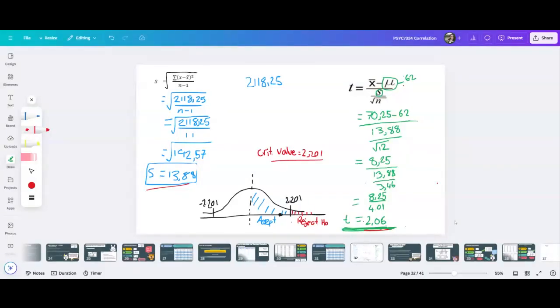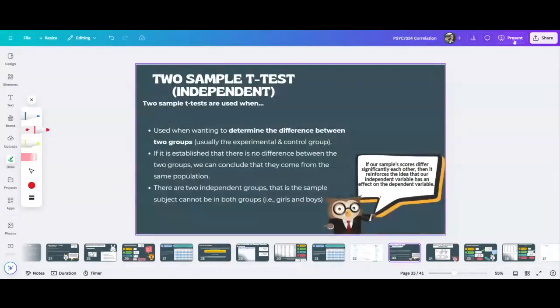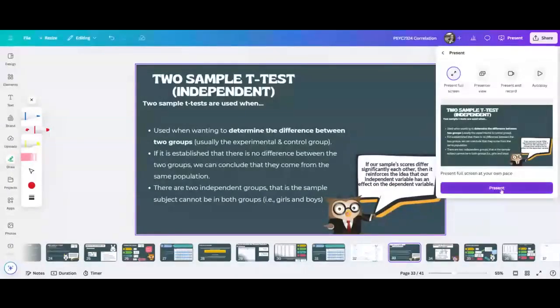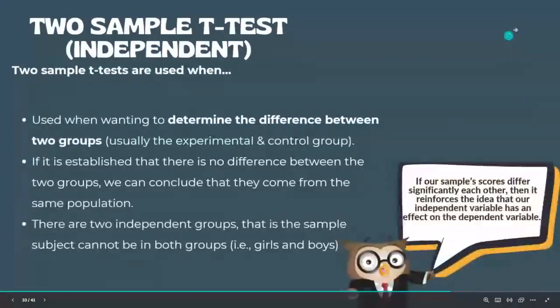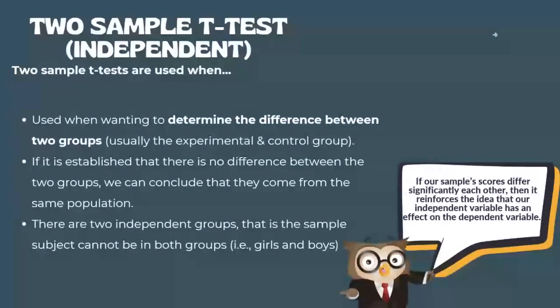Alrighty, okay, so very much the same logic applies to the 2 sample, or the independent t-test. So why this one comes into play is when you have 2 groups that you want to compare the means of to each other. So most commonly is when you have an experimental group and a control group. Yeah, that's really where this comes in. Okay.